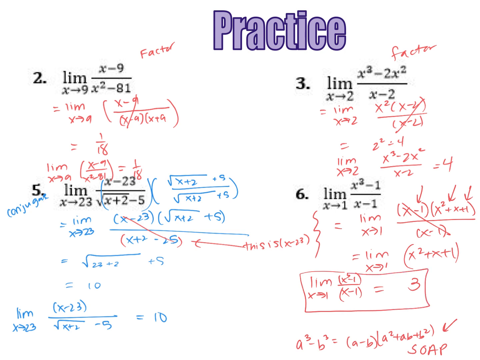If for some reason you could not remember how to do factoring of perfect cubes, you could always divide x cubed minus 1 over x minus 1 and get to the simplified form in that way.